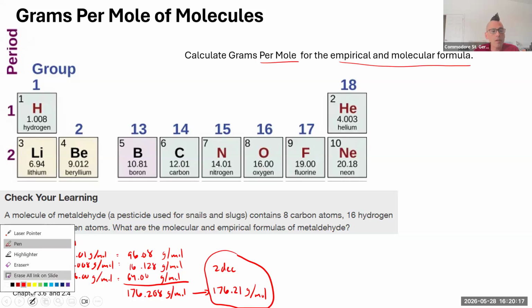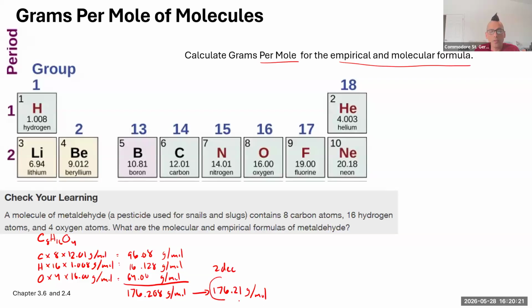Oops, sorry, let me not put that two decimal places in the answer. Let me just do this. All right, this is the molecular, and let's do the empirical.